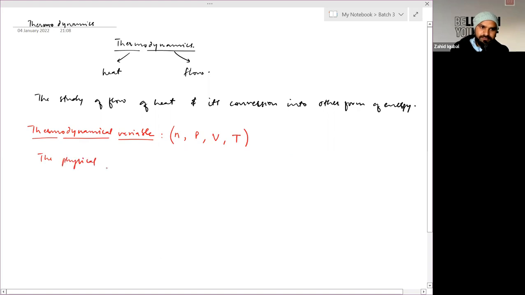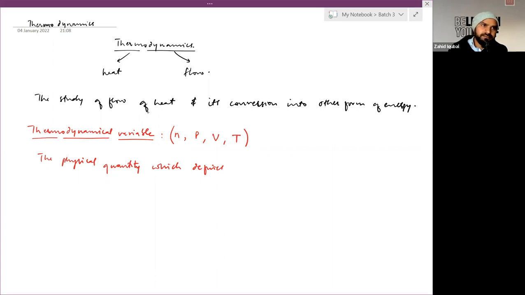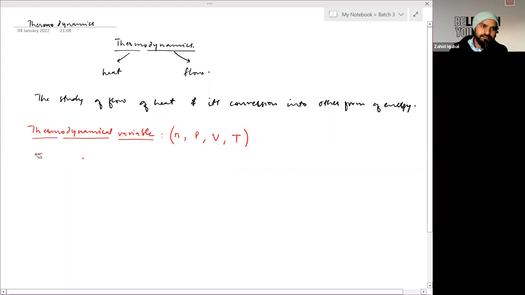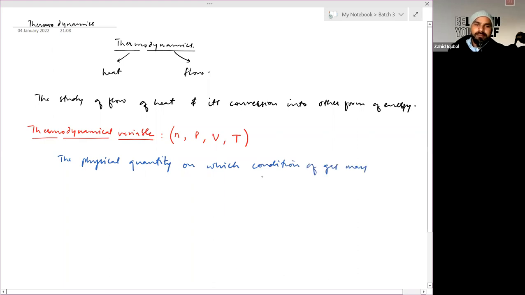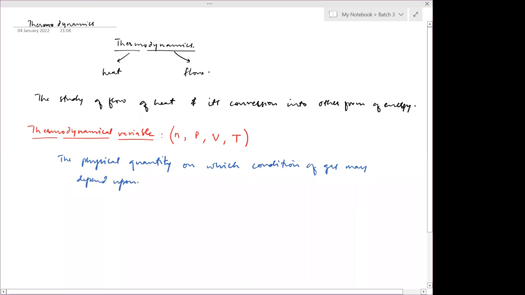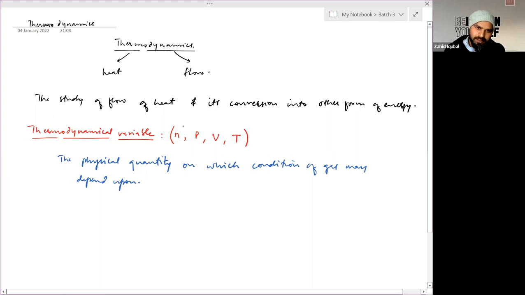So those physical quantities on which the condition of gas may depend are called thermodynamical variables. So here we have n, the number of moles, P is pressure, V is volume, and T is temperature.